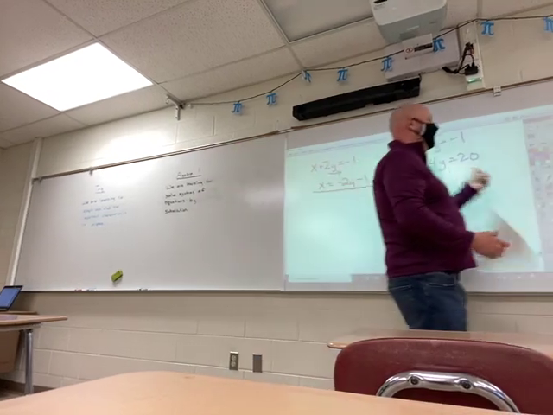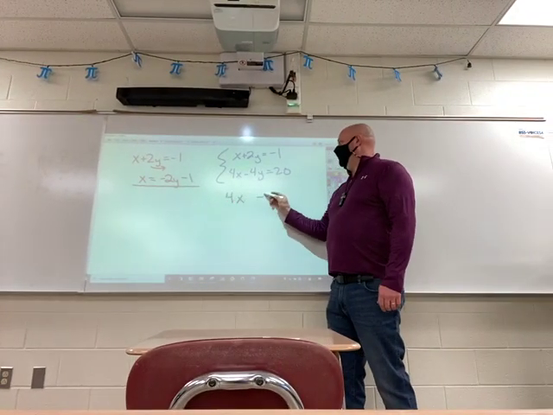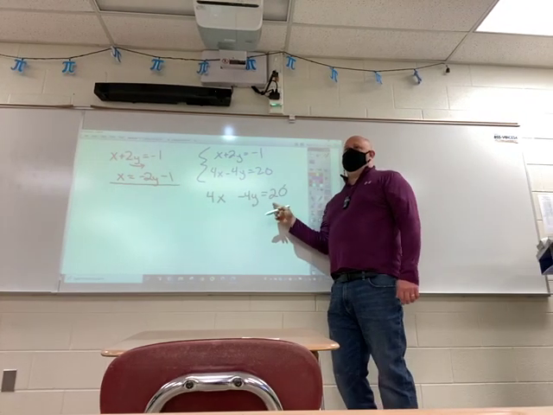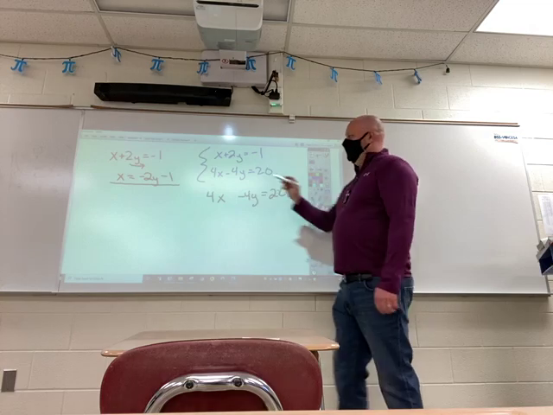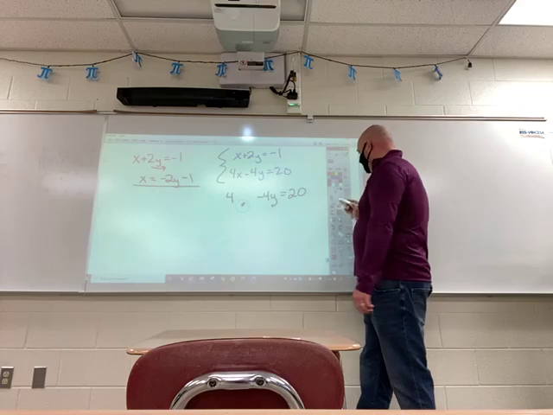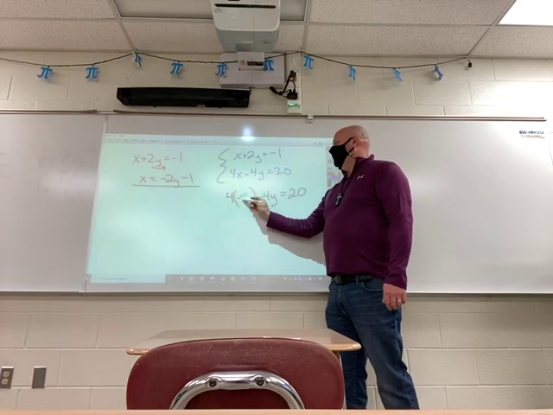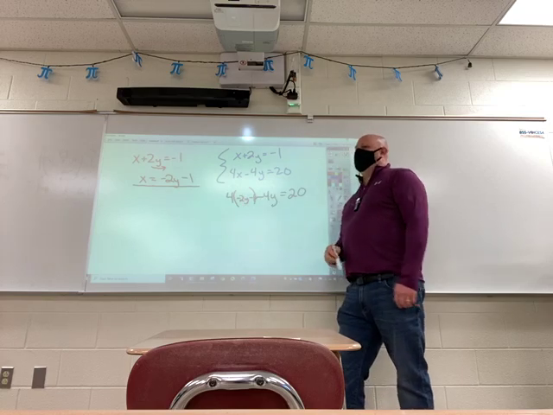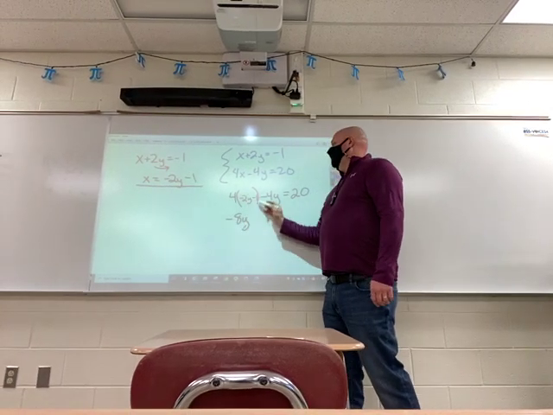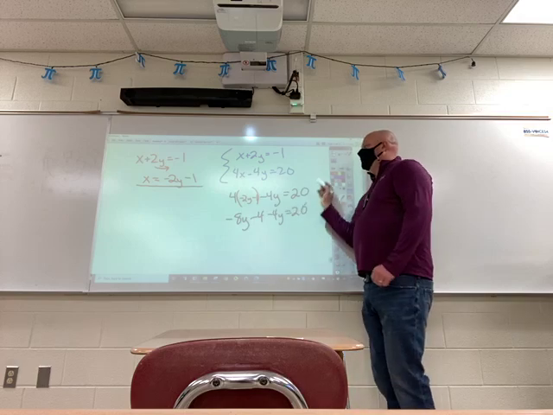Now I rewrite the other equation, the 4x minus 4y equals 20. But what do I substitute in here? This is going to become the x. So I erase the x. Yes, I should use parentheses here. And I plug in the negative 2y minus 1. What's the next thing I should do? Distribute. So I get negative 8y minus 4 minus 4y equals 20.